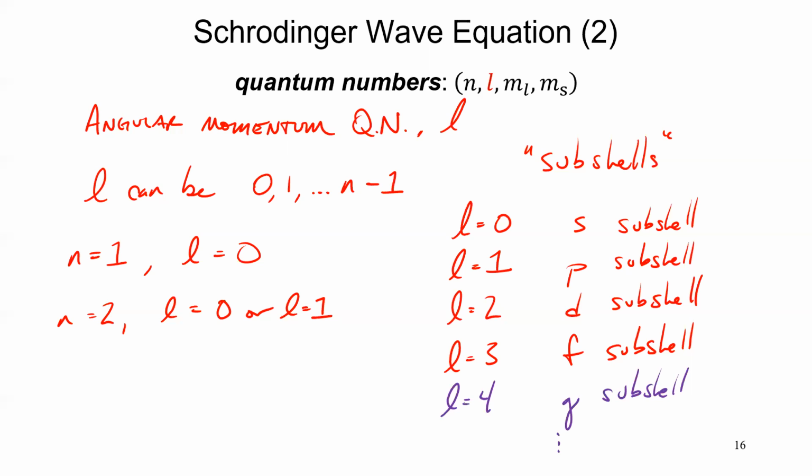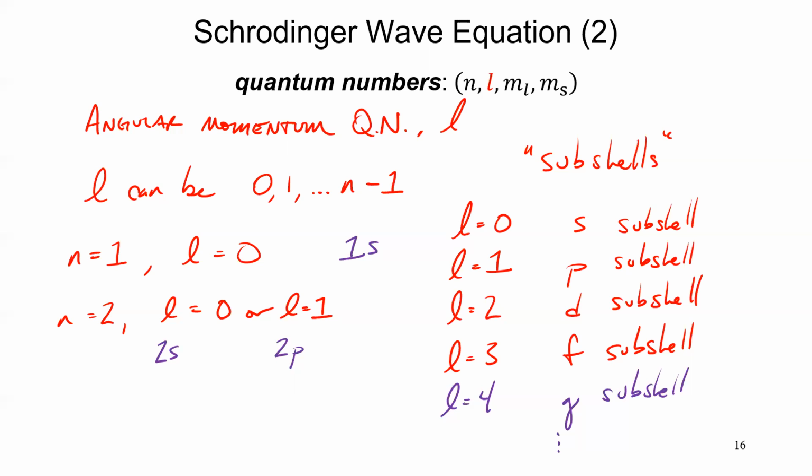And so for n equals 1 and L equals 0, we'd call that a 1s subshell. For n equals 2 and L equals 0, that'd be a 2s subshell. For n equals 2 and L equals 1, that'd be a 2p subshell. And again, this is just helping us describe the energy and the location of the electrons in an atom.